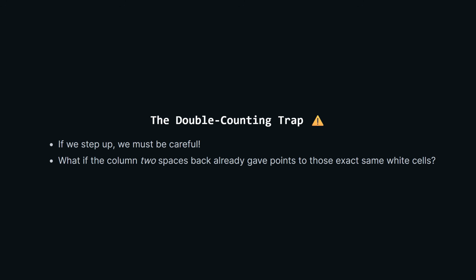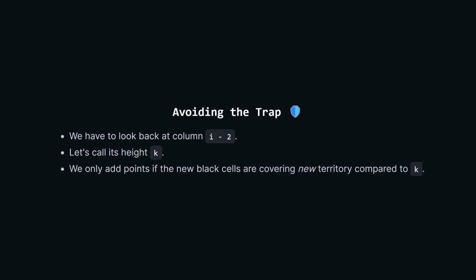There is a massive trap here though. If we give points to the previous column, we have to make sure the column 2 steps back didn't already trigger those points. We can't double count the score. To avoid cheating, we actually have to consider the height of the column 2 steps back, let's call it k. We only add to our score if our new tall column is reaching areas that k didn't already cover.